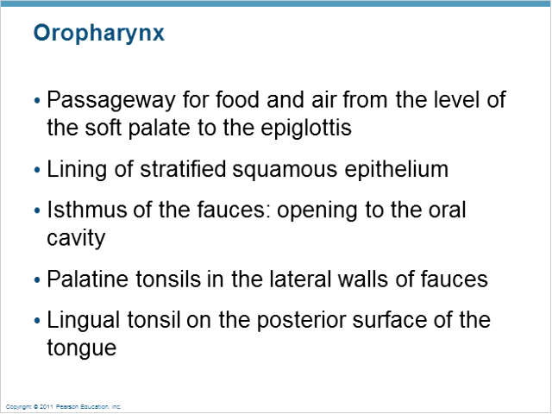We have the oropharynx next, which is just inferior to the nasal pharynx, and it's the passageway for food as well as air from the level of the soft palate to the epiglottis. It's lined with stratified squamous epithelium, which produces mucus. The isthmus of the fauces opens to the oral cavity. The palatine tonsils in the lateral walls of the fauces help to collect invading microorganisms and set up a place for the body to start to develop that primary response to those invading antigens. And the lingual tonsils are located on the posterior surface of the tongue.